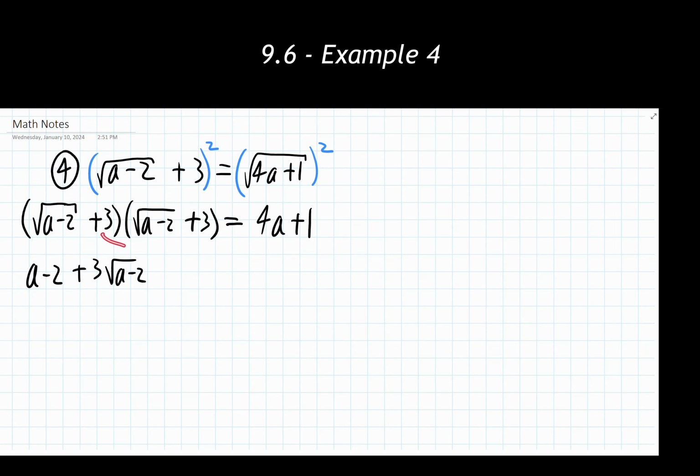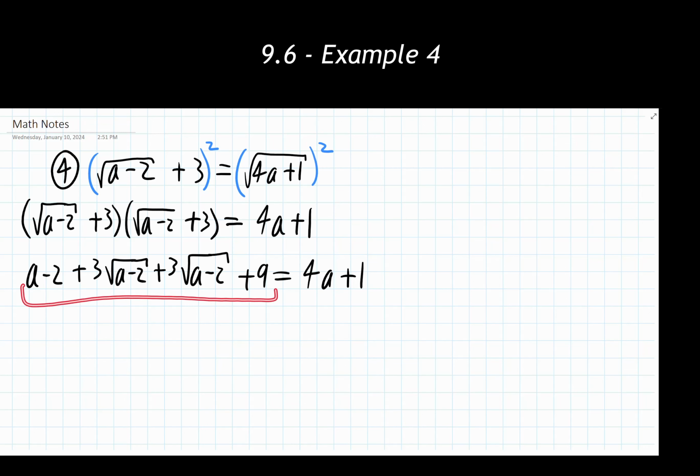I'm then taking this 3 and multiplying it through to everything in that second set of parentheses, and that's going to give me 3 times the square root of a minus 2 plus 9. And the right side hasn't changed, it's just going to stay exactly as it is. Now looking at this left side, I'm going to continue to try and simplify and condense things down as best I possibly can. I have a whole lot going on here, so simplifying is really helpful to make things a bit easier to look at.